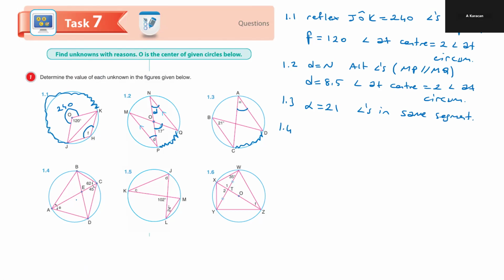1.4. You can see that ABCD is a cyclic quadrilateral. So sum of these two angles will be 180. So E plus 62 plus 45 must be equal to 180. Reason is opposite angles of cyclic quadrilateral. From this, E is equal to 73.